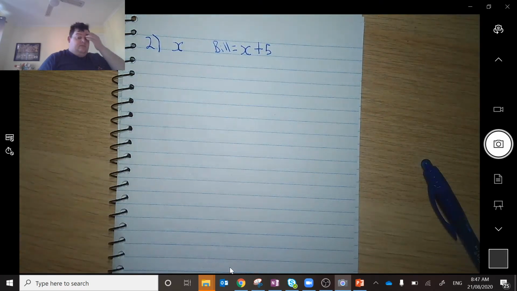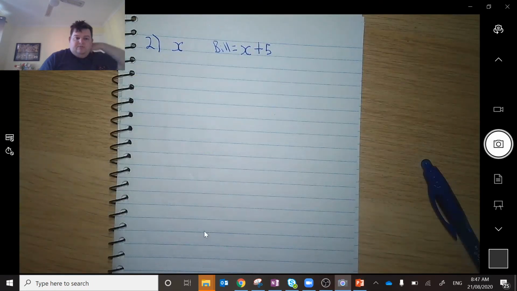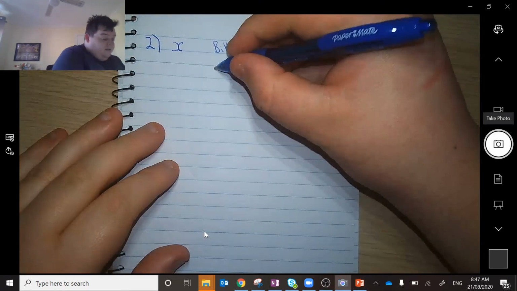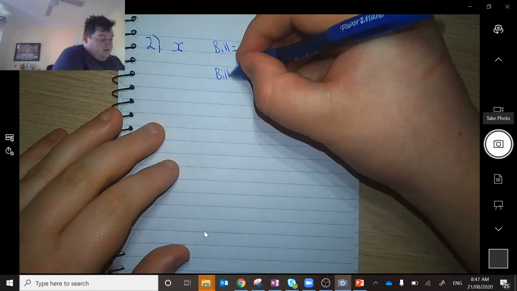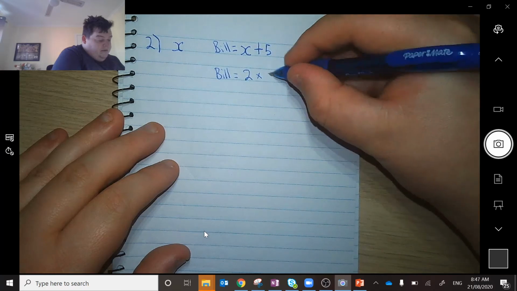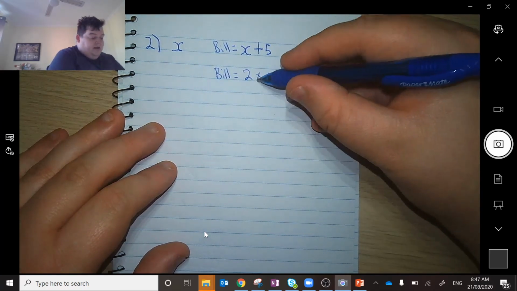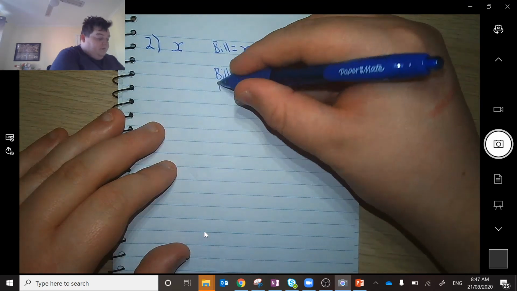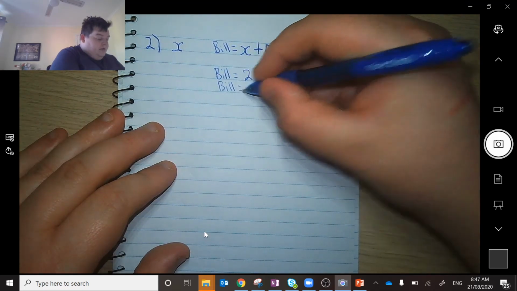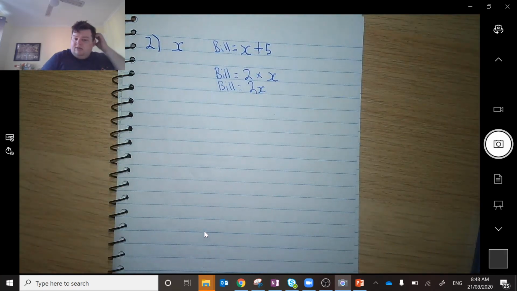Right? Twice as old as Bob. Alright? If he's twice as old as Bob, then Bill is 2 times Bob's age. But as you remember from our conventions that we just did, we get rid of this multiplication sign, which means that Bill is 2 times Bob's age, which is just 2x.